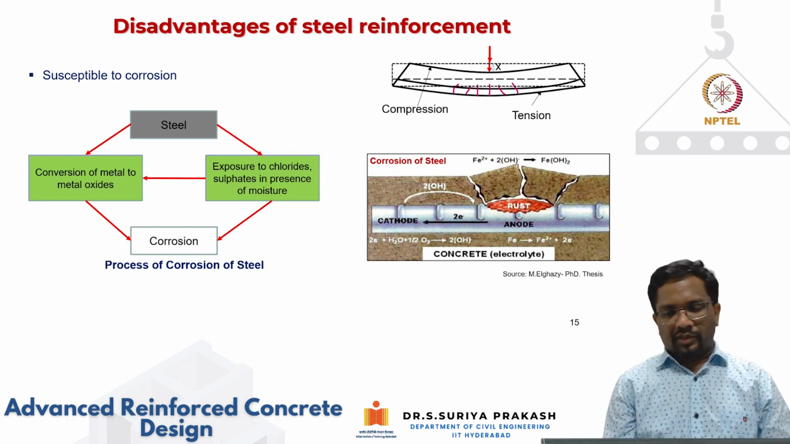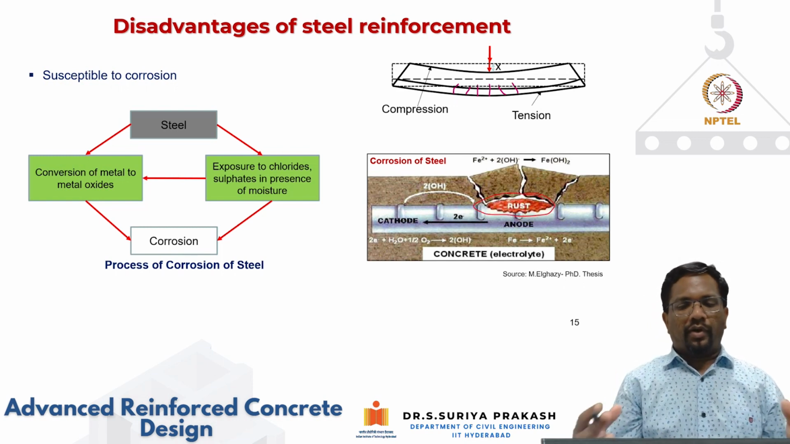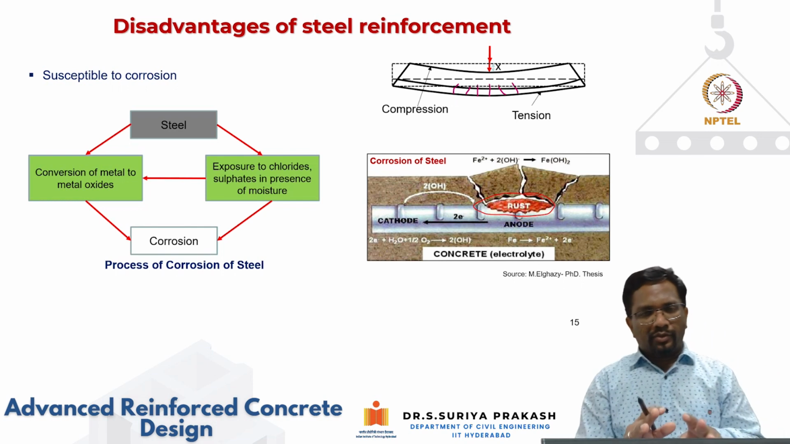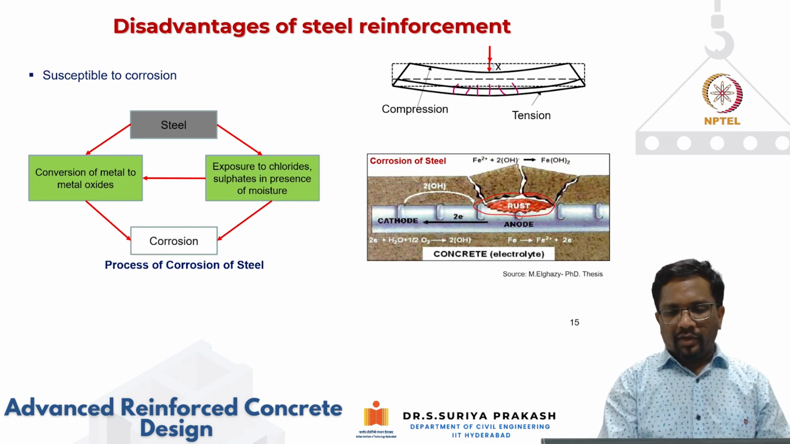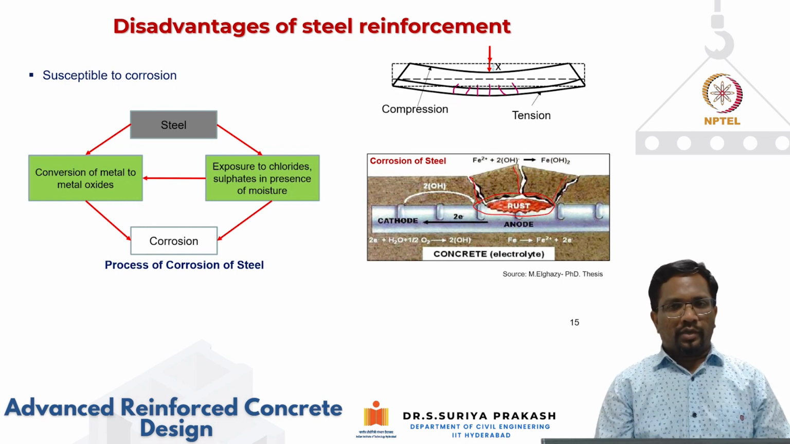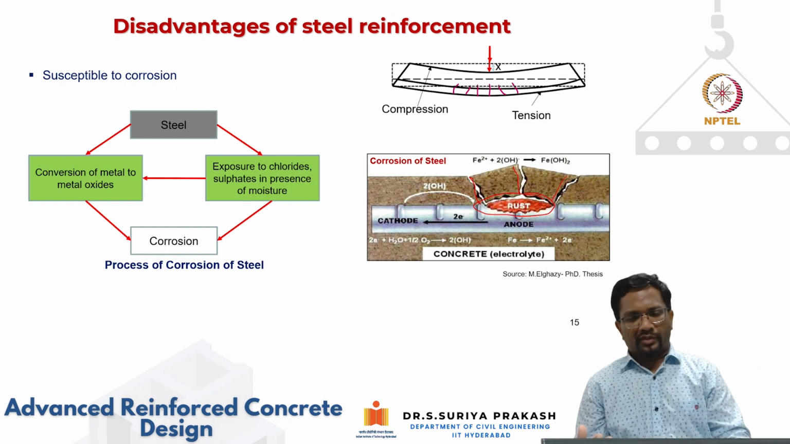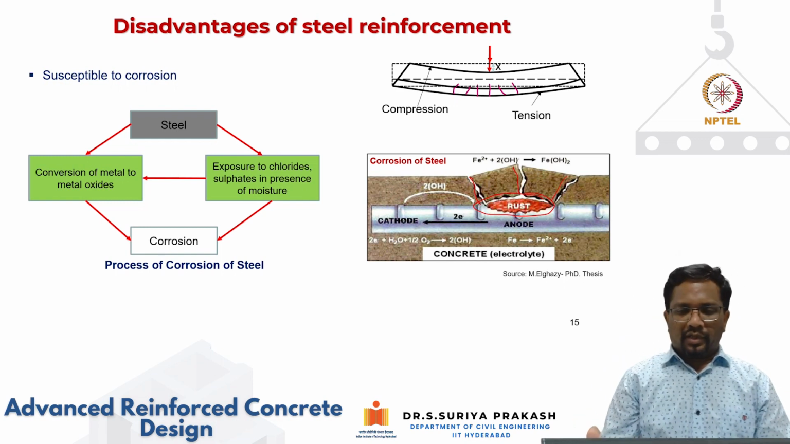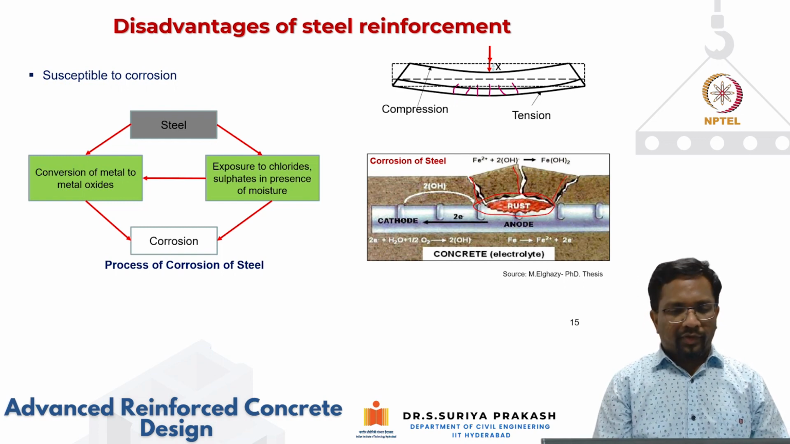Then the corrosion starts. The moment the corrosion starts, you form these iron oxides, which have a larger volume, and that is going to put a lot of pressure on the surrounding concrete. Then the concrete around this bar is going to crack and spall away. The moment this process starts, the durability of the structure will be compromised unless you do some necessary intervention. So this is the problem when we use steel as a reinforcement.